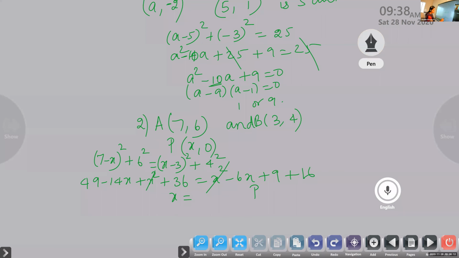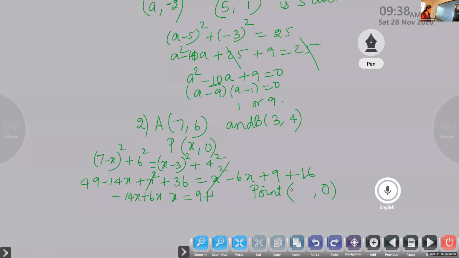After finding x, the question asks for the point. I think the answer is (15 by 2, 0). You should write the point; the y coordinate is 0. When you group this, what will you get? 15 by 2. Is it correct? Here you will get 49 minus 14x plus 6x, which will be 9 plus 16 minus 36 minus 49. So I think you got a negative value.